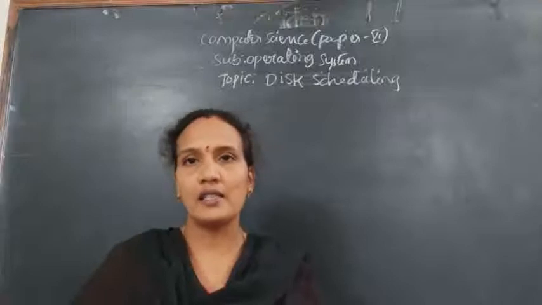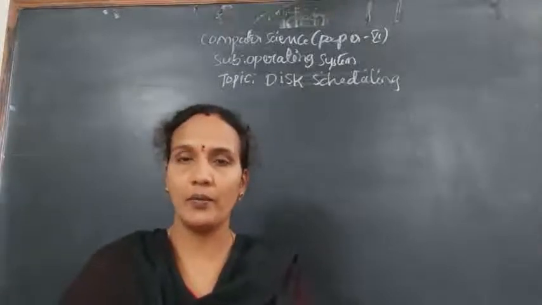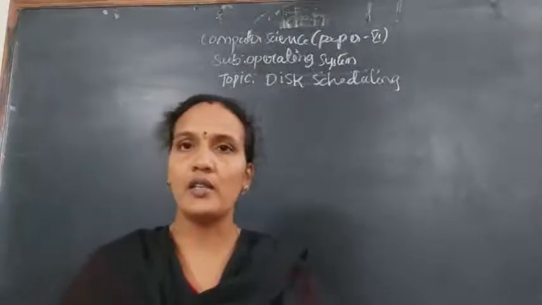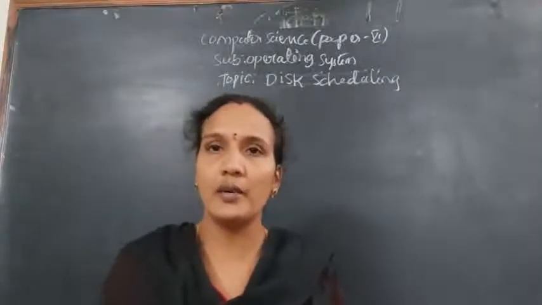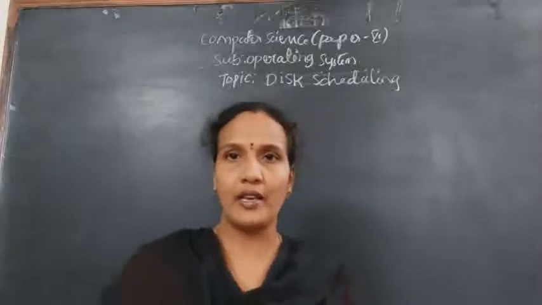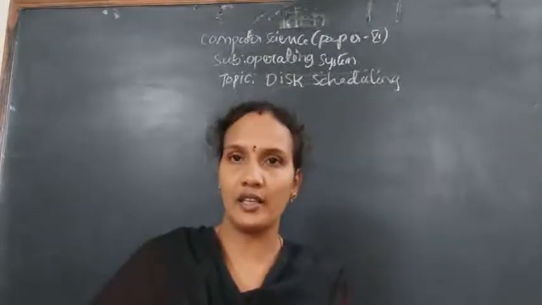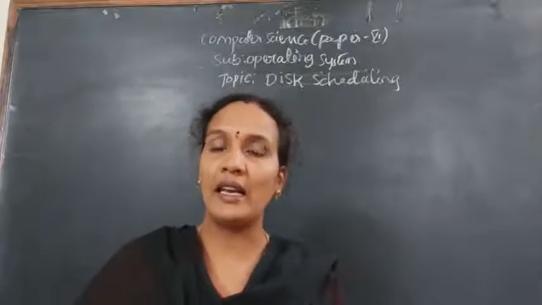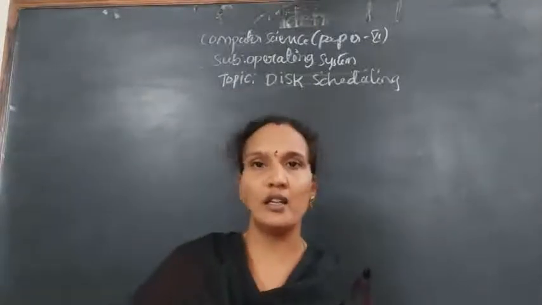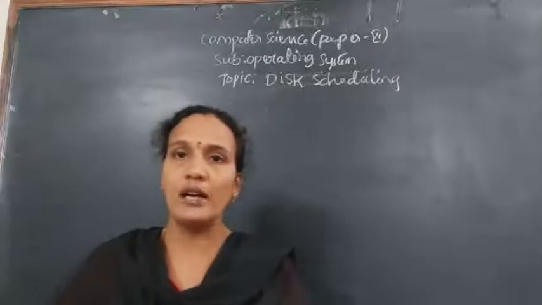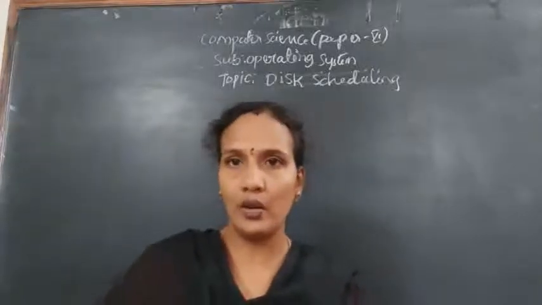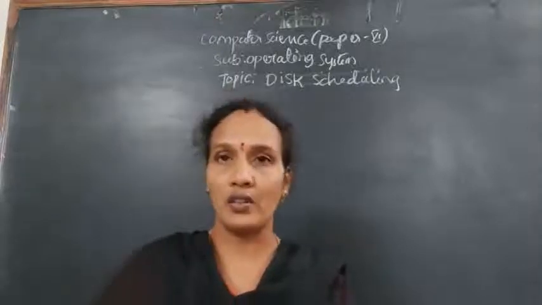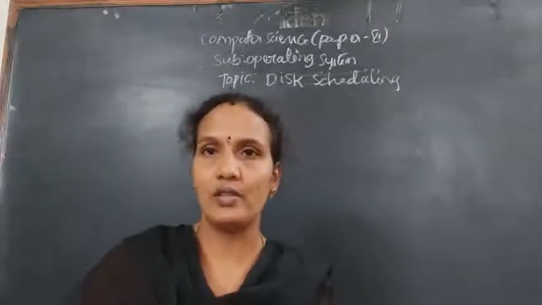In the last class, we completed what disk scheduling is and two disk scheduling algorithms. Actually, what is disk scheduling? Disk scheduling is a process. It is a mechanism of arranging requests, which reduces the unnecessary rotation of the disk head. Under that, we completed two algorithms. The first one is first in first out, and the second one is shortest seek time.